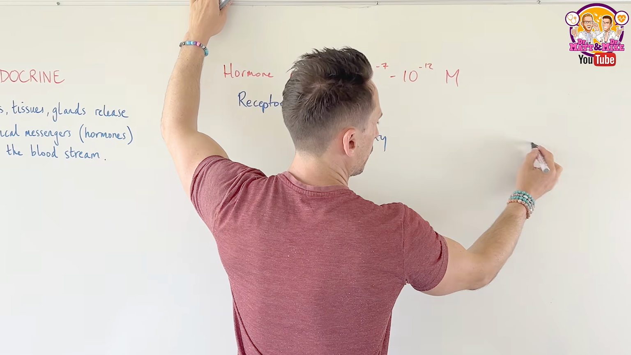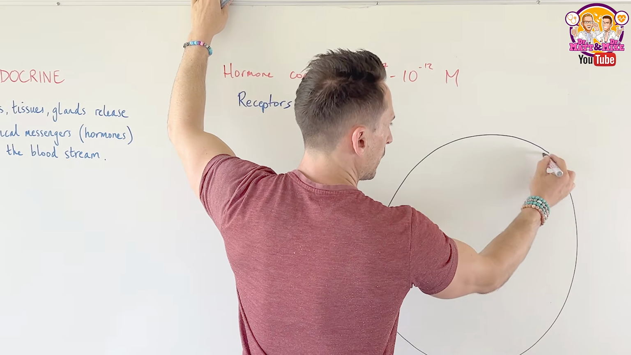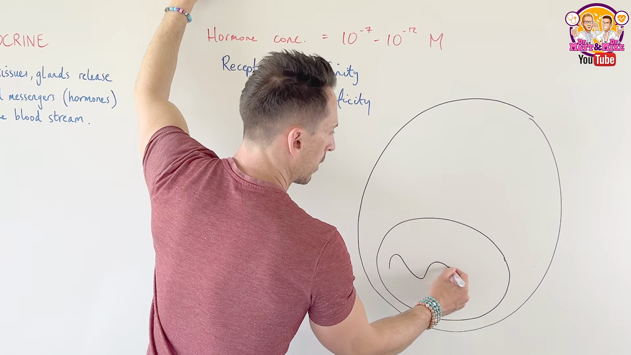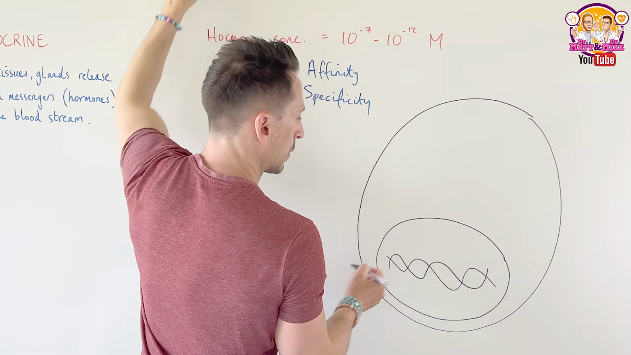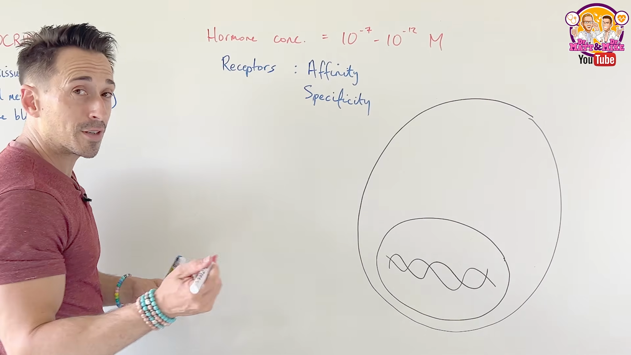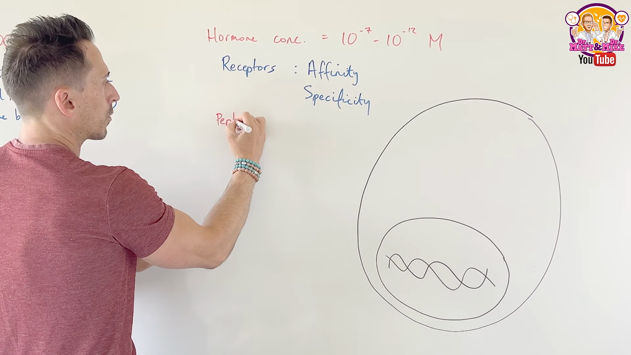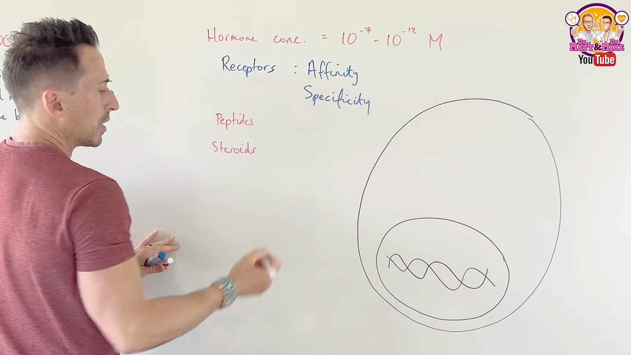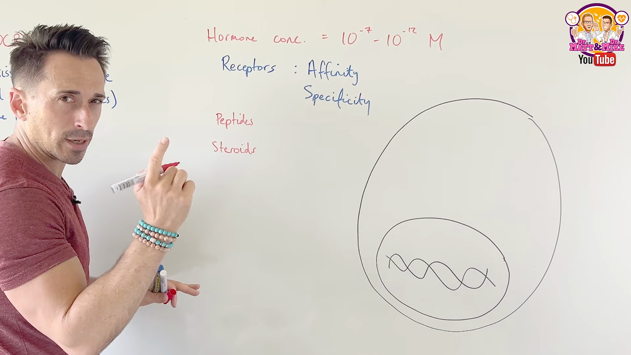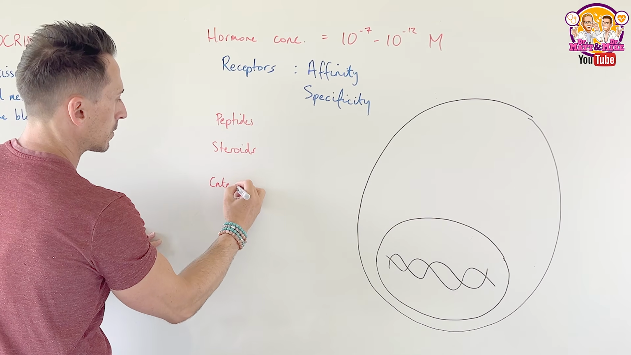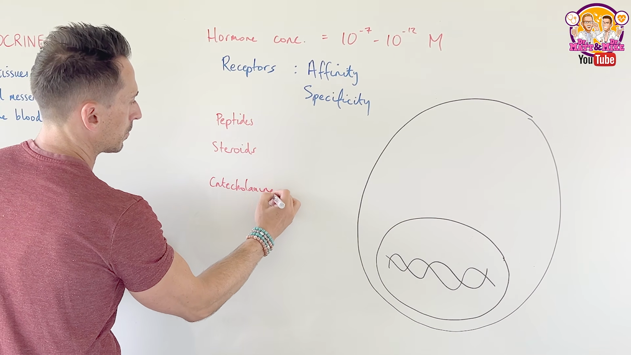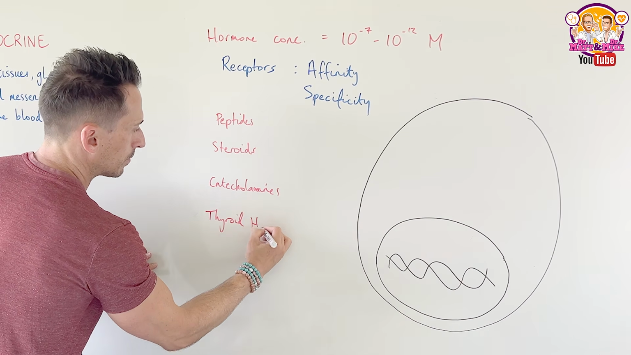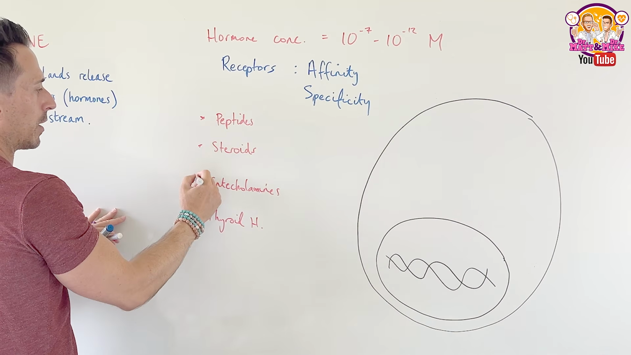Let's draw up a cell. There's a nice big cell, and there's the nucleus inside of that cell, and we know that inside the nucleus we've got our DNA. All right. I said you've got different types of hormones, right? We've got our peptides, we've got our steroids, and I'm going to break up the amino acids into two: catecholamines and the thyroid hormones. So we're going to go through these.